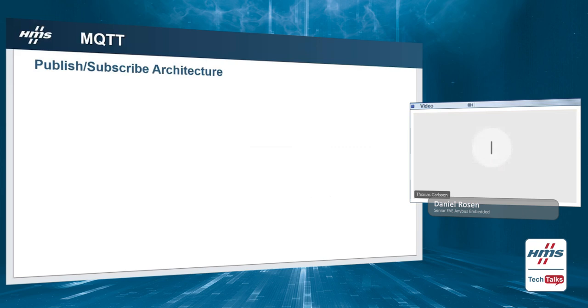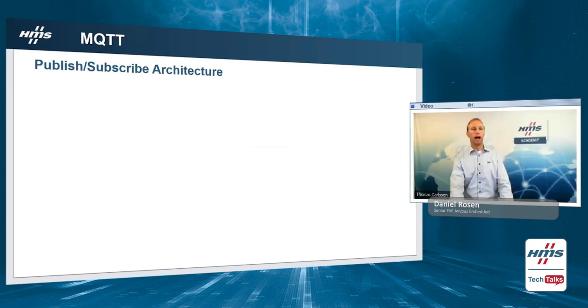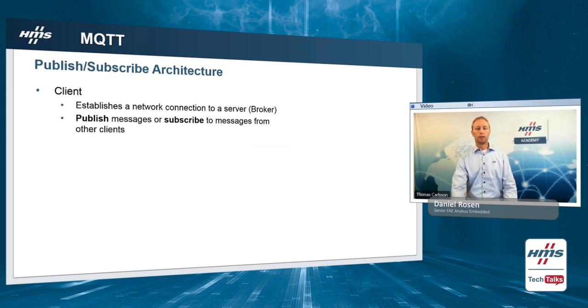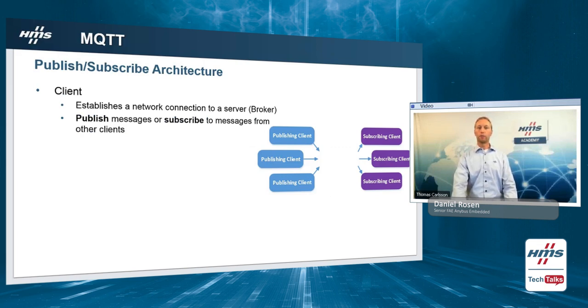MQTT is a publish-subscribe network, and there are two different unit types specified by MQTT. There is the client, which establishes a connection to a server, and a client can be either a publishing client that publishes data to the network, or a subscribing client. The same unit can of course be both publishing and subscribing.